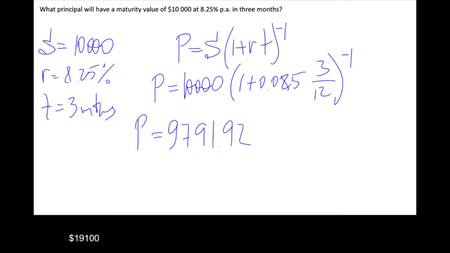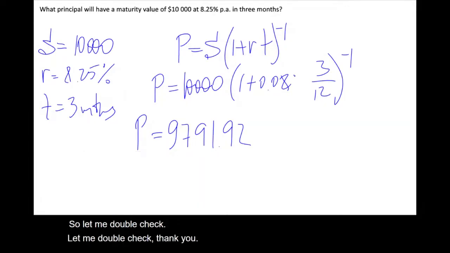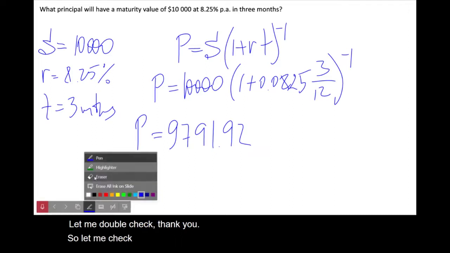$9,791.92. So please confirm my number. So you put 0.085 instead of 8.25. Oh, okay. Yes. So let me double check. Thank you. No problem, sir. Okay, so let me check the number.